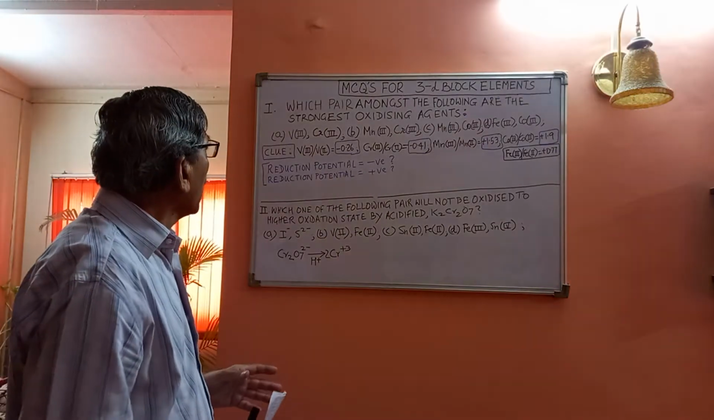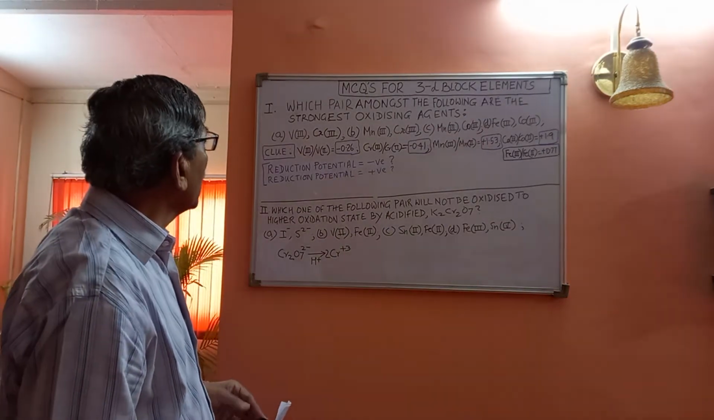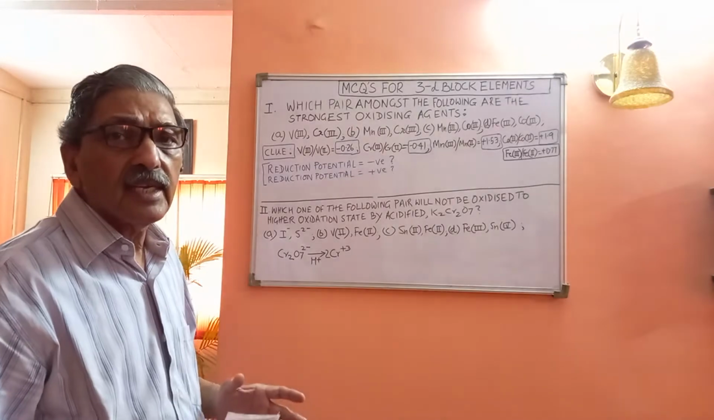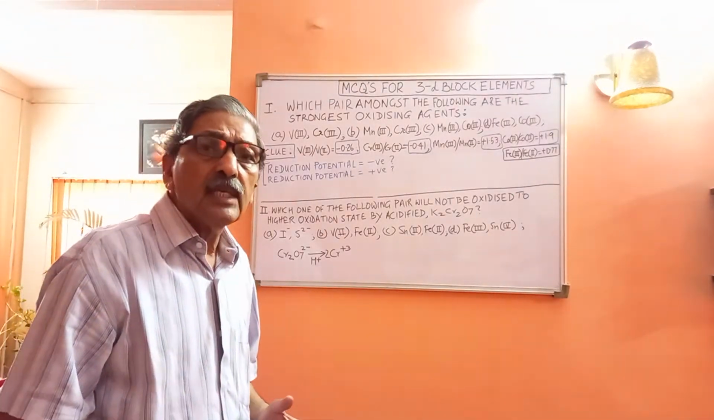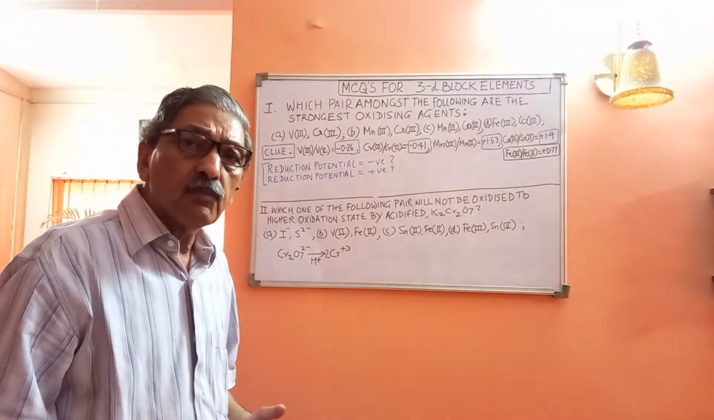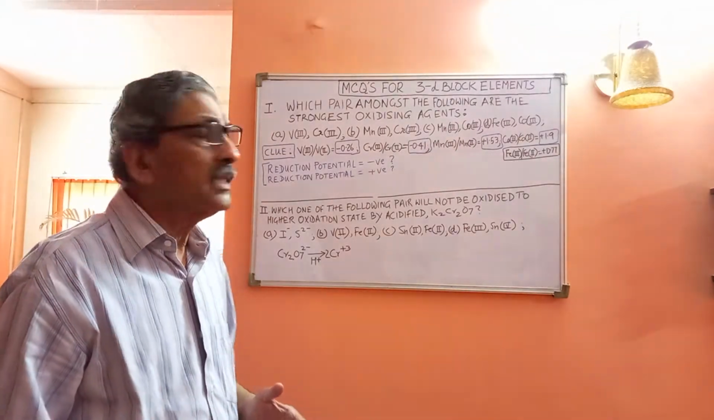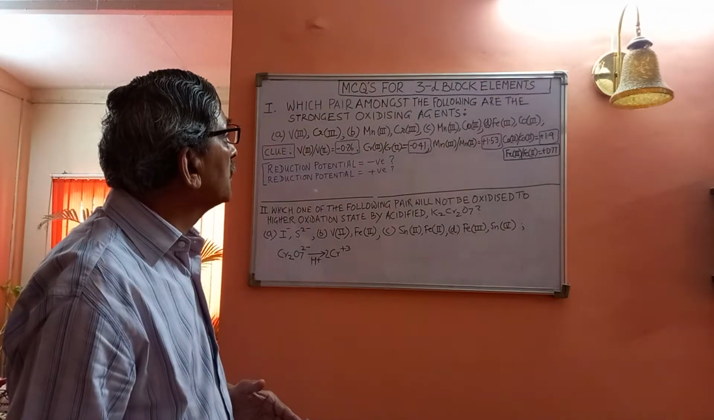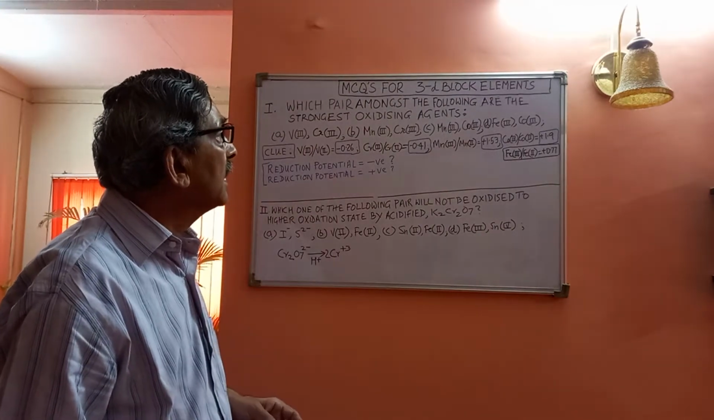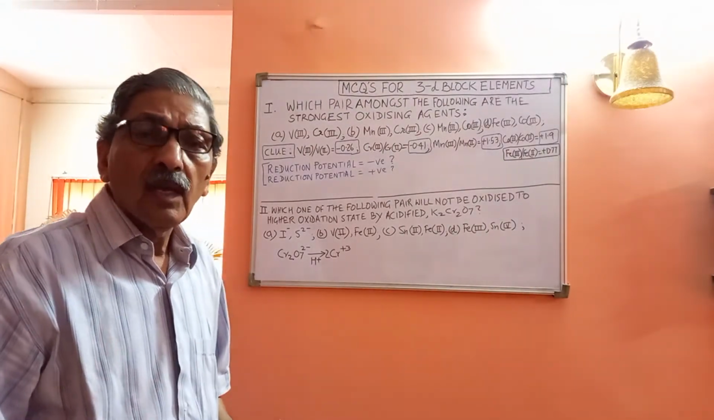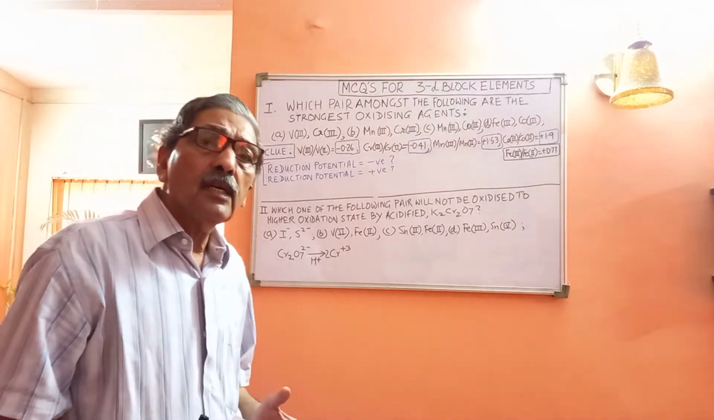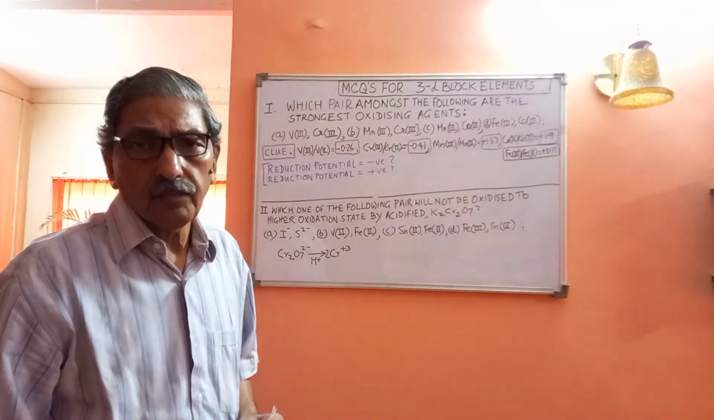That means either we should say that A is the right choice. When we say A is the right choice, that means the pair vanadium 3 and chromium 3 are the strongest oxidizing agents amongst all of these pairs, that means B, C and D. Now, how do we go about answering this question?